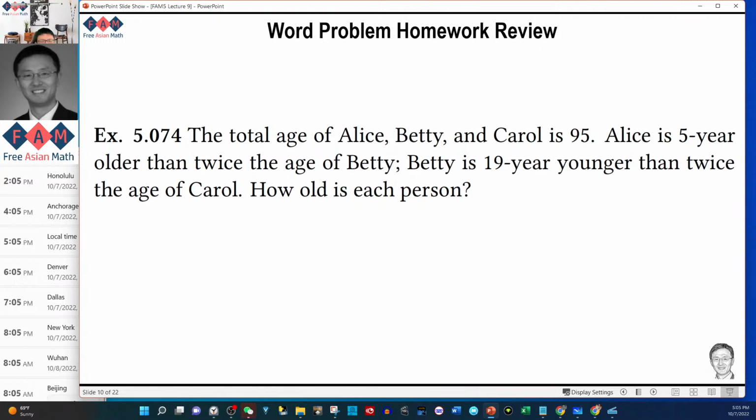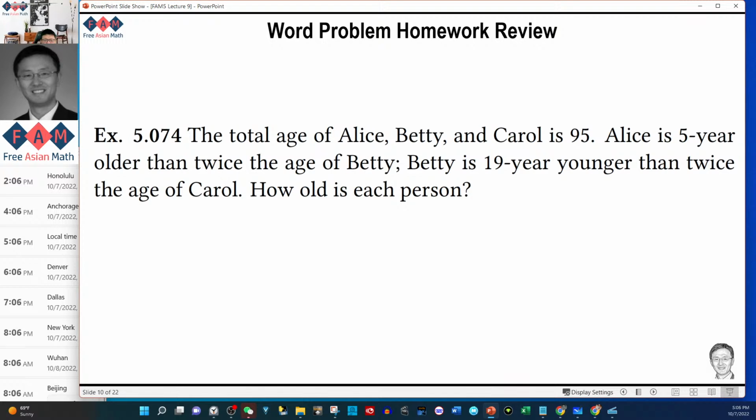So ignore that 5 years older condition. Forget about it. What about Betty? Betty is 19 years younger than twice the age of Carol. If we ignore, once again, this 19 years younger condition, we have a much simpler relationship: Alice is twice the age of Betty, and Betty in turn is twice the age of Carol.